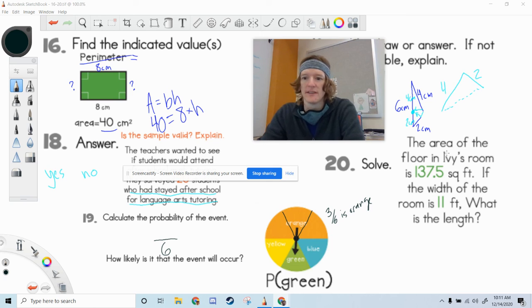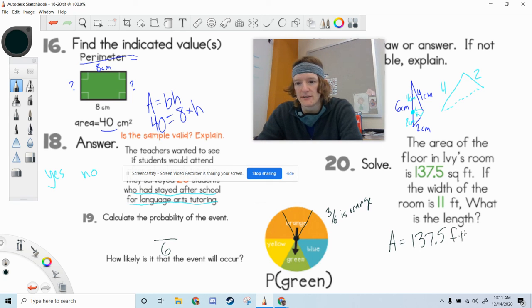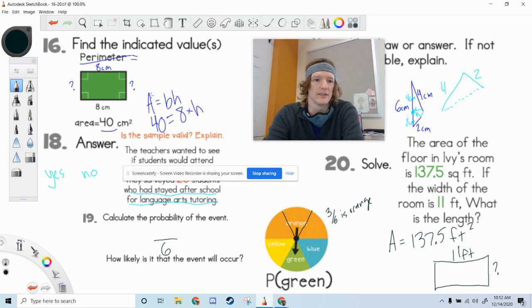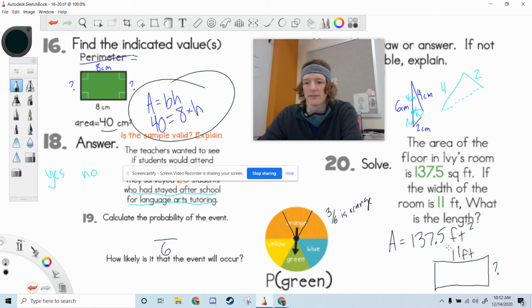Number 20, the area of a floor in Ivy's room is 137.5 square feet. If the width of this rectangle is 11 feet, what is the length? Just like we solved on number 16, you're going to need to do that for number 20 using 137.5 and 11.